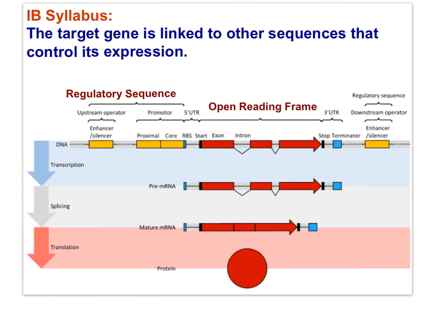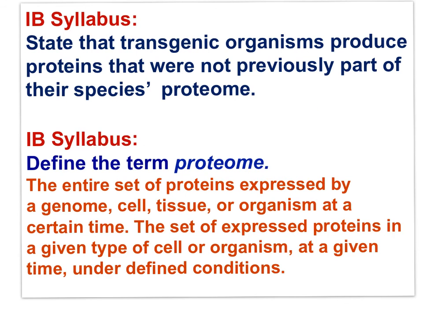In this diagram, you can see the open reading frame, also known in this context as the target gene. Expression of the target gene is regulated by upstream sequences to which the target gene is linked. As genes are manipulated and inserted into plasmids, it's important that regulatory sequences be included. And so, with this IB syllabus statement, I've brought the movie full circle to the place I started on slide 3. State that transgenic organisms produce proteins that were not previously part of their species' proteome.